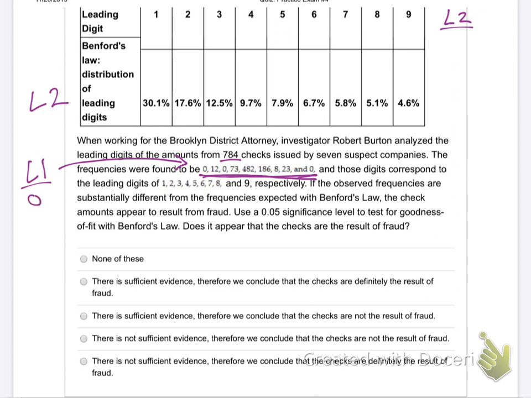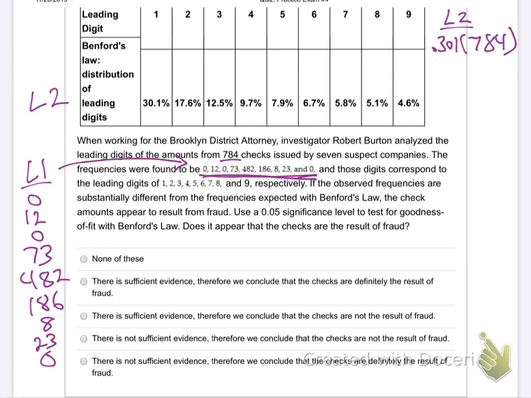L1 is literally 0, 12, 0, 73, 482, 186, 8230. And then L2, what's L2 going to be? 0.301 times 784. Literally type that in right in your L2 column. Don't figure it out on the side and then put it in L2. It won't be as accurate. You might get the wrong answer, and it's not as quick either. This is quicker and more accurate.